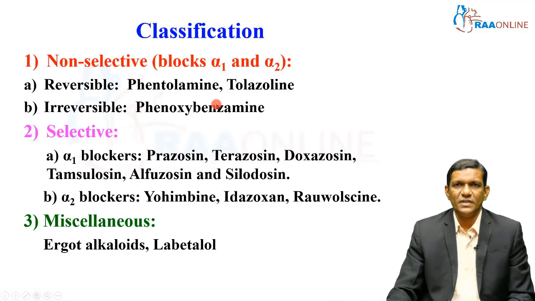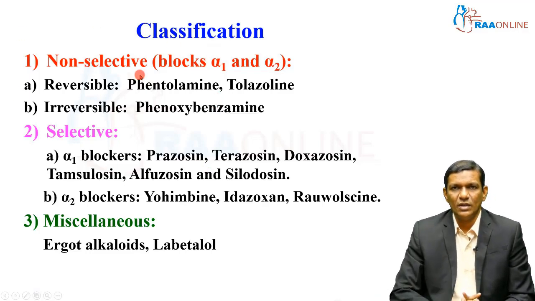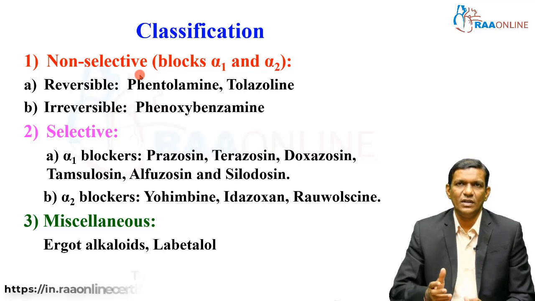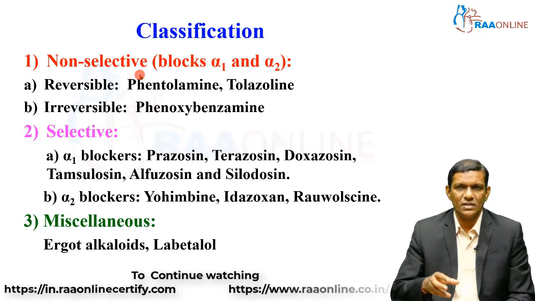Coming to the classification, we are going to talk about the non-selective alpha blockers, that means they block both alpha 1 and alpha 2. Selective means it blocks either the alpha 1 receptors or the alpha 2 receptors.